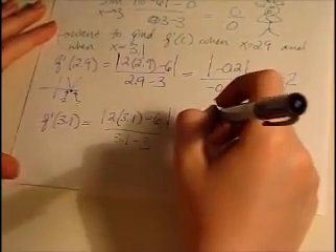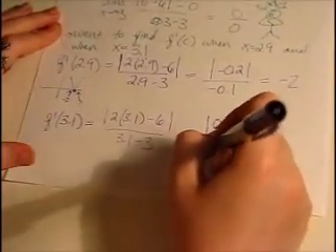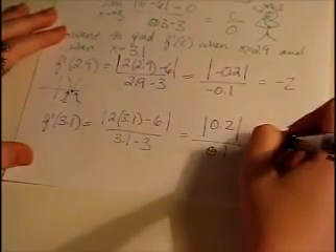And then this is the absolute value of 0.2, but this is a positive 0.2 this time over 0.1. Both of these are positive. It's going to be a positive number, and this is going to be a positive 2.